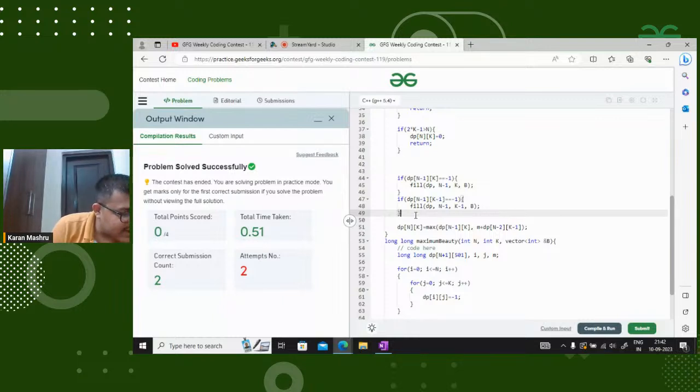And this has also passed. So any doubt in this? Any doubt in this? Please let me know, otherwise we'll move on to the next question.